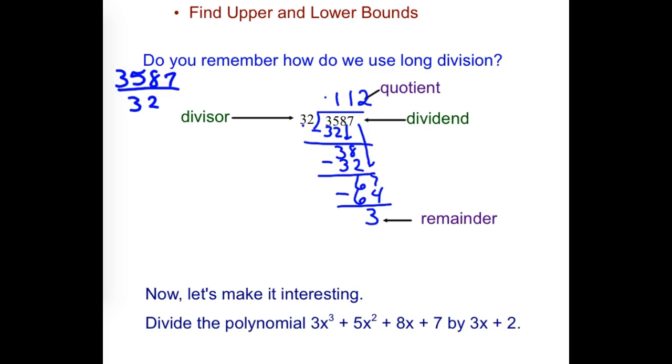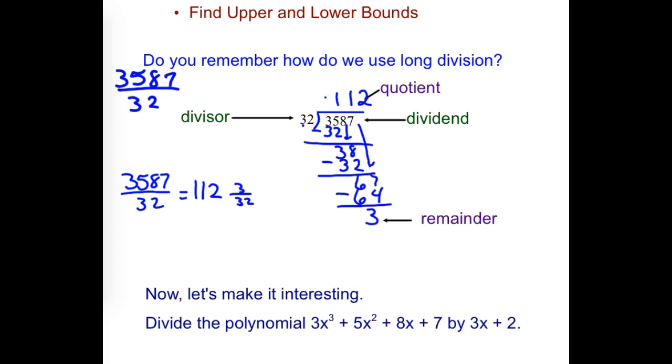So we could write that 3,587 divided by 32 is 112. And when you first started learning division, you would just write R3, remainder 3. But then you learned that that's really a fraction. We have 3 out of 32 left over. So we have 112 and 3/32.